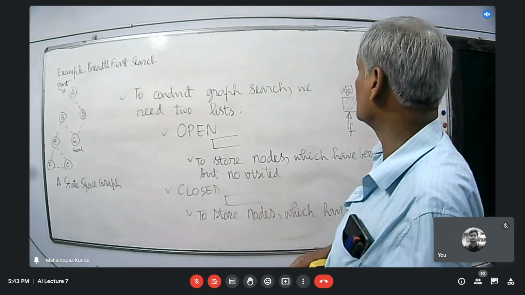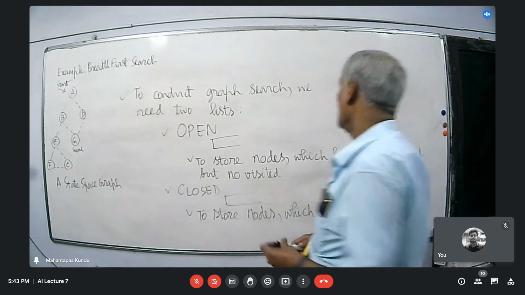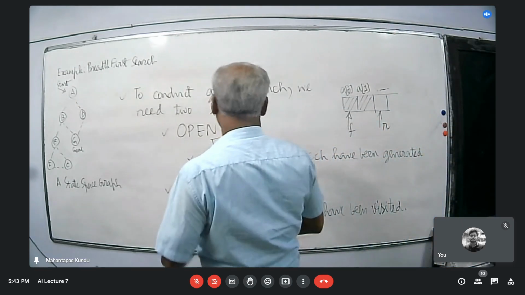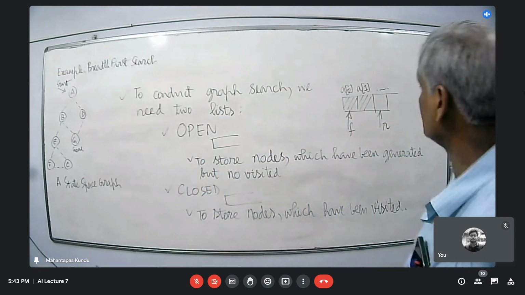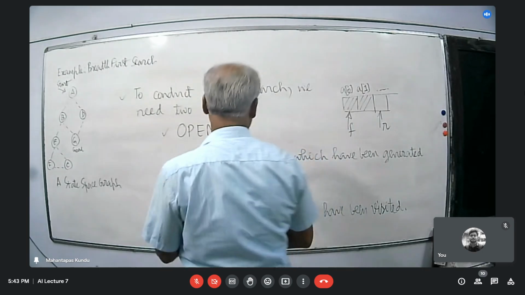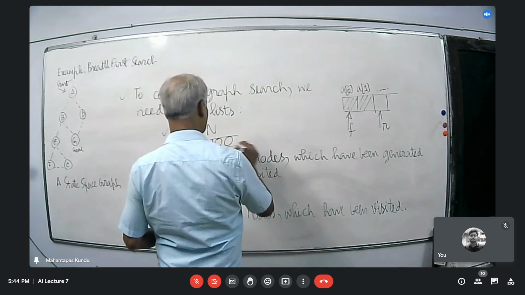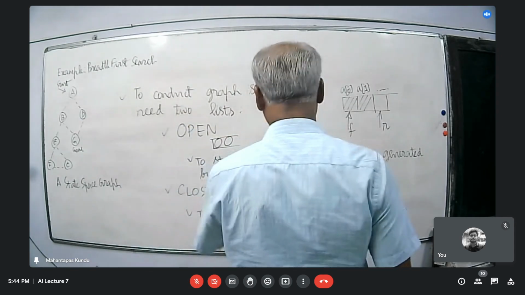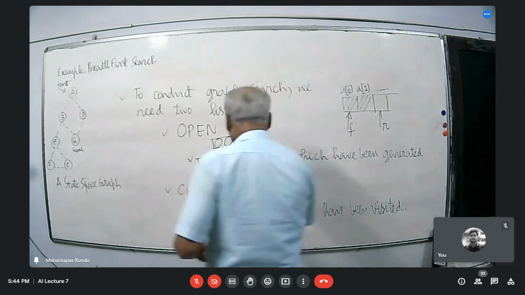The graph search algorithm requires two lists. One is named open. It is to store nodes which have been generated but not visited, like this. Let this be a node. And closed is to store nodes which have been visited. That means generated and then visited.